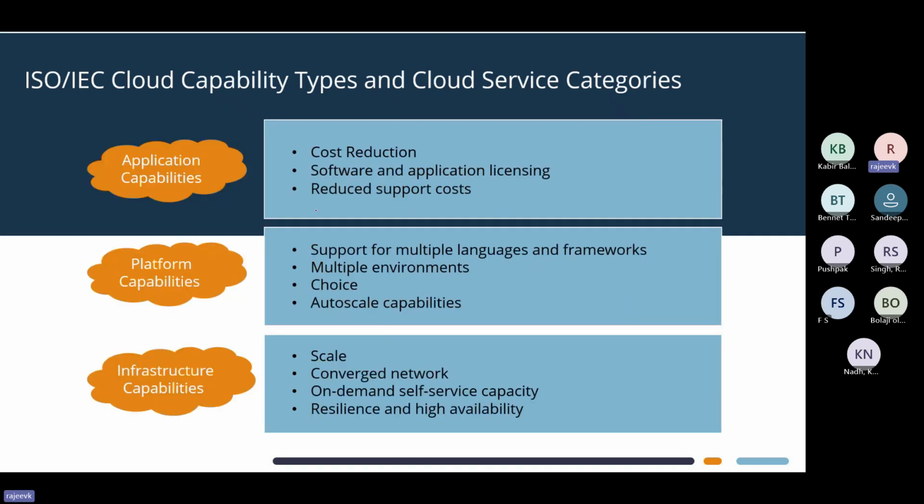As you can see, some of the properties defined here, like in infrastructure service, are the scaling capabilities, converged network, on-demand self-service, resiliency and high availability. And in the platform, support for multiple languages and frameworks. Think about a situation where you are trying to host an application and that application requires a proper platform to manage it. So that platform should support all the different languages like Java, C++, ASP.NET, everything, and even the other frameworks through which you can manage the application properly.